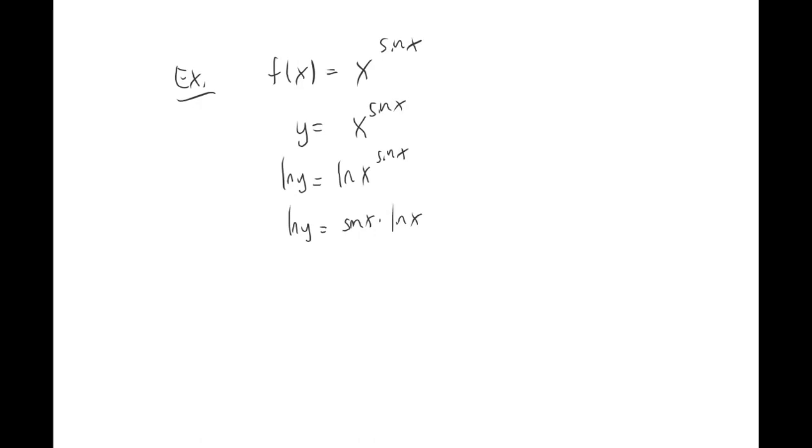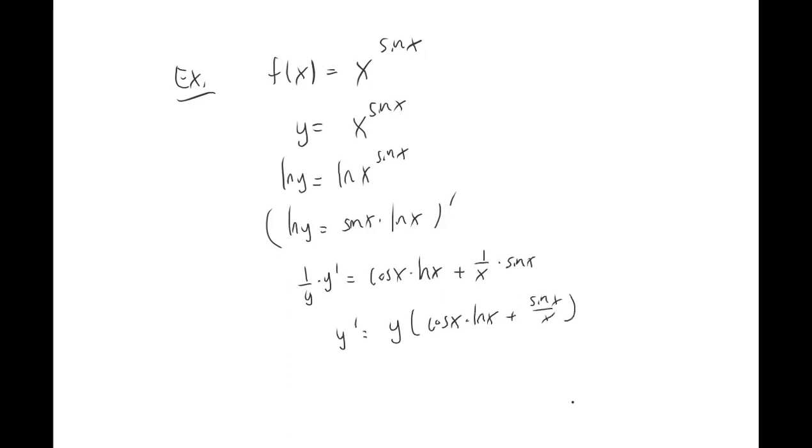Derivative of the left-hand side. If I take the derivative of both sides, I get 1 over y times y prime, and then this is product rule. Derivative of sine is cosine times natural log, plus the derivative of natural log, which I went over, is 1 over x times sine. So y prime is y times cosine of x times ln x plus sine x over x. But what is y? Well, y is x to the sine x.